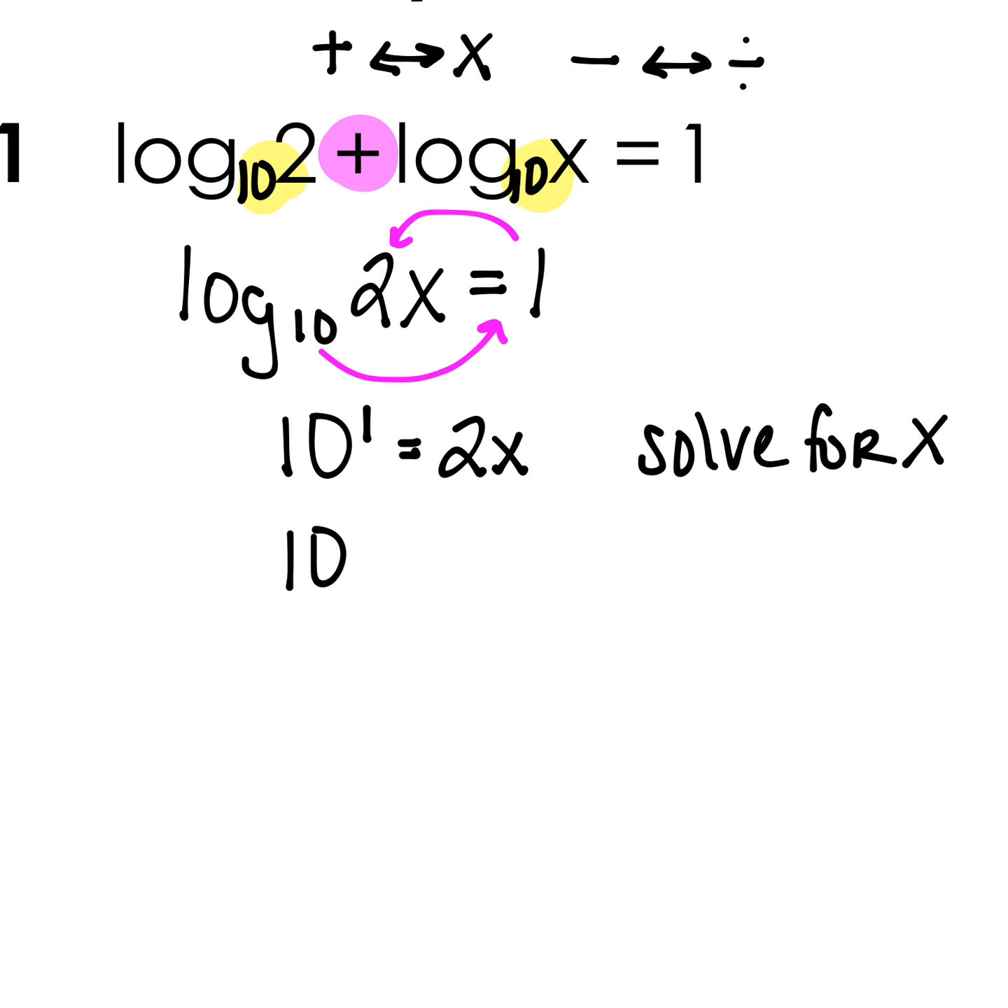So what's 10 to the first? Well, 10 to the first is 10. It's equal to 2x. Now we want to get x by itself. So we're going to divide by 2 to both sides. So those two cancel. So we're left with 5 equals x.